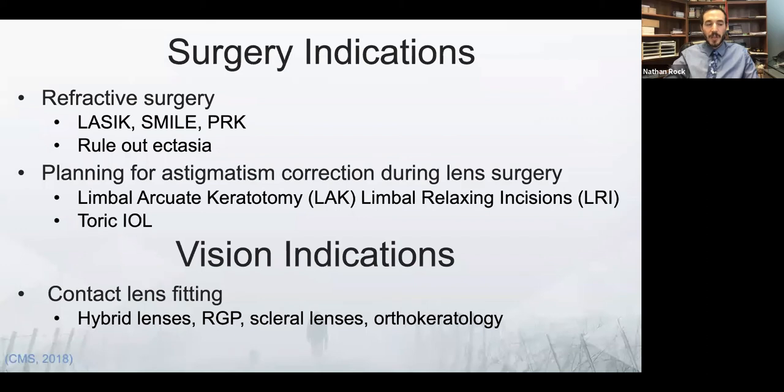You don't really get the full information from either one. And of course, for vision indications, just like Tracy was saying, this is an area I have less experience with, which would be specialty contact lens fitting. But of course, it's very, very necessary to have a good topographer for fitting a lot of these lenses like scleral lenses, and particularly for orthokeratology.